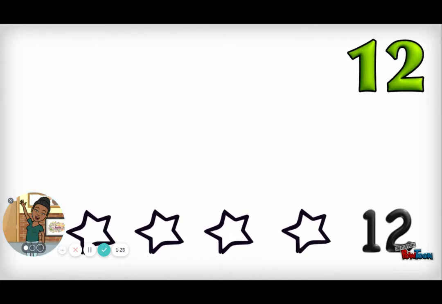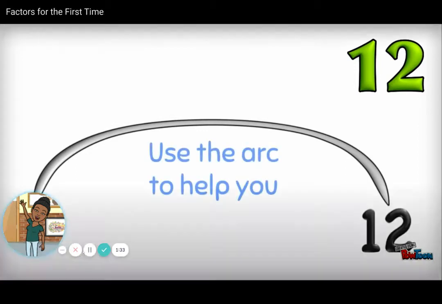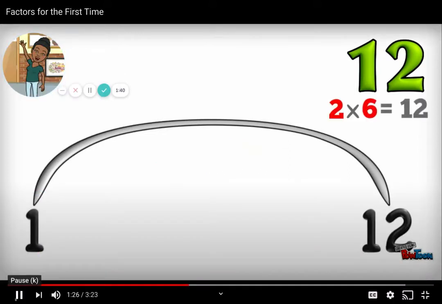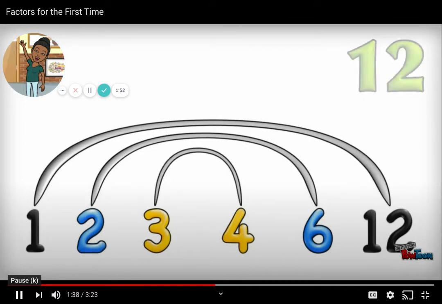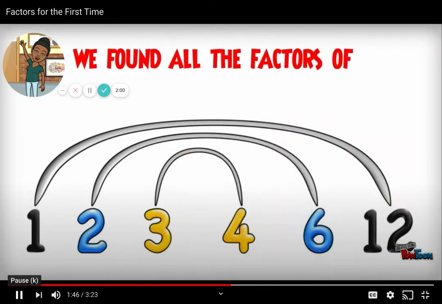For each factor pair, use an arc to show which factors multiply together. It helps keep your thinking clear and stops you from accidentally forgetting to write a factor down. 2 times 6 is 12. List the 2 and the 6 and put the arc in. Then 3 times a number. 3 times 4 is 12. List the 3 and the 4, put the arc in. 3 and 4 are consecutive numbers, so we know we finished because there's no whole number between those two. We've just found all the factors of 12.